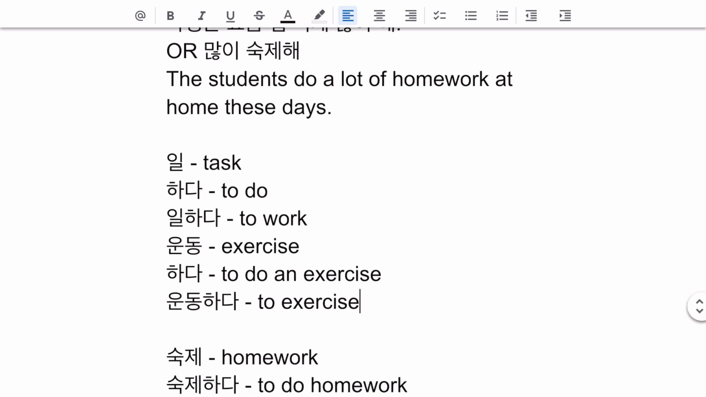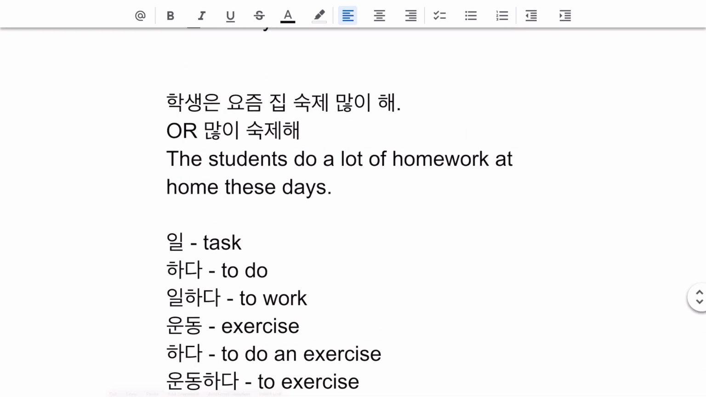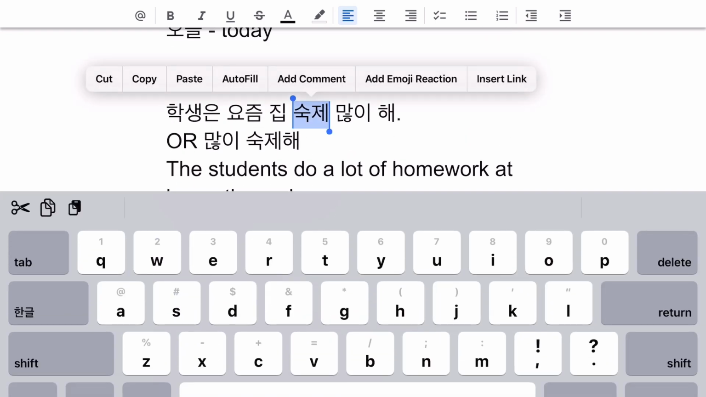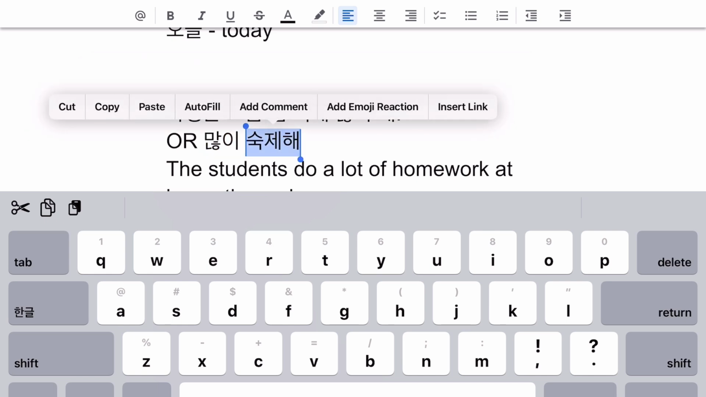So 숙제하다, right here. 숙제 on its own means homework, and then we add it to 하다, and 숙제하다 means to do homework. So in this sentence, you can see we can either split it up as 숙제 많이 해 or 많이 숙제해. In the second one we're keeping 하다 with 숙제.